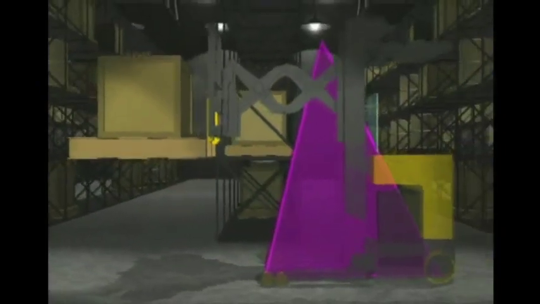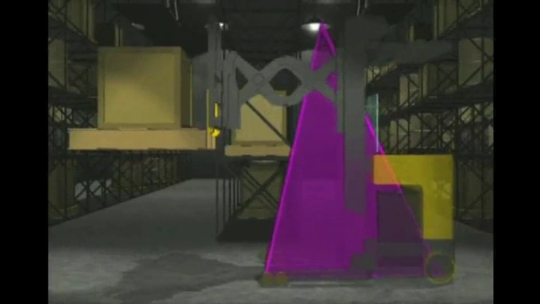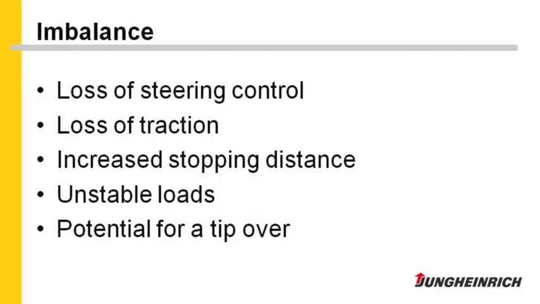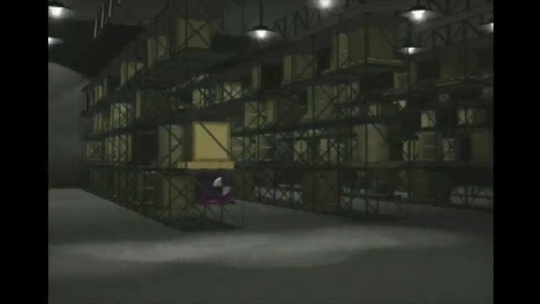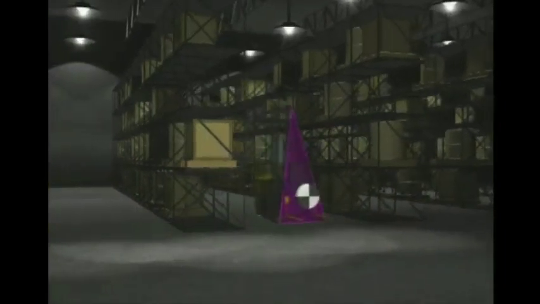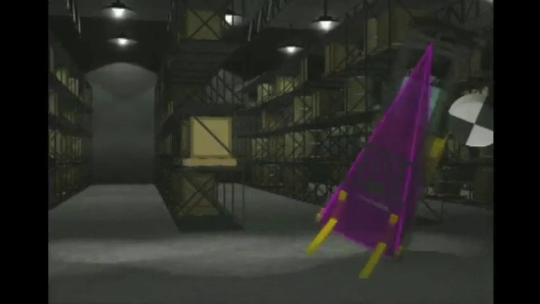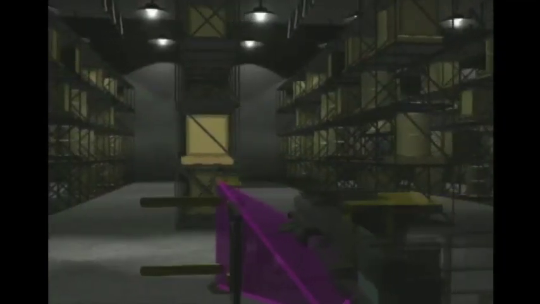If you allow the center of gravity to shift outside the pyramid, an imbalance will occur, resulting in loss of steering control, loss of traction, increased stopping distance, unstable loads, or the potential for a tip-over. About 25% of all fatalities involving lift trucks occur when the truck tips over. To avoid tip-overs, it will help you to understand the principle of stability.